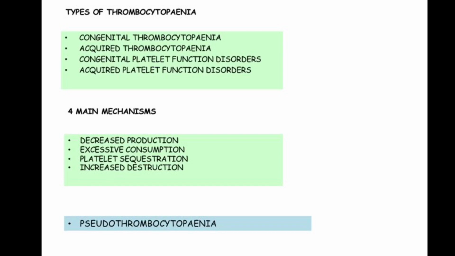Usually in blood smear examination, you will be able to see platelet clumps towards the periphery of the smear. Anticoagulants such as EDTA can also cause platelet agglutination. So you can use citrate tubes instead of EDTA to check for platelet numbers.